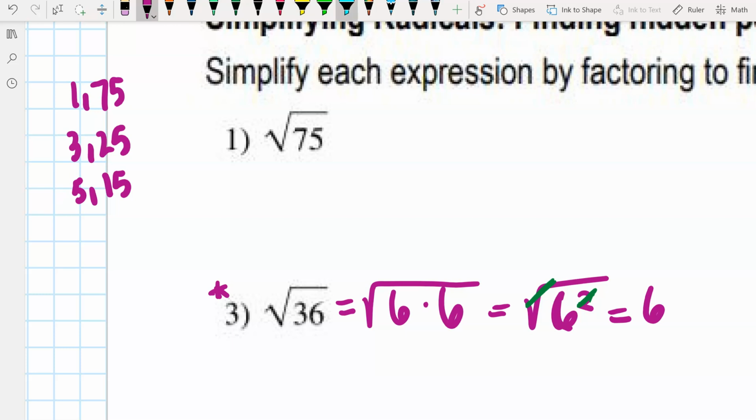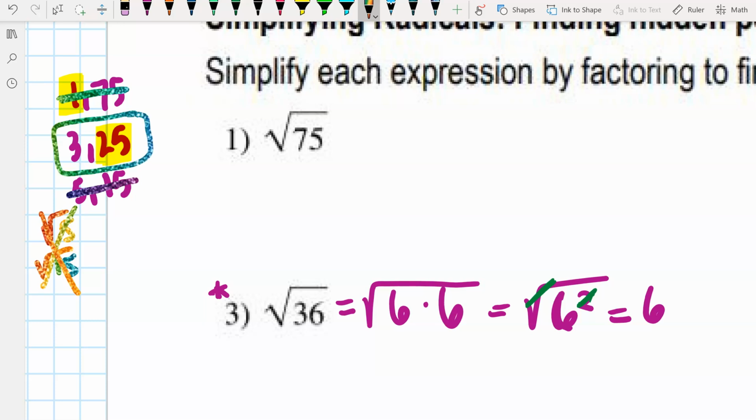When I look at my factors, 5 and 15 are not perfect squares. If you took the square root of 5 or the square root of 15, you would not get a nice pretty number, so those are not an option. For 3 and 25, 25 is a perfect square from our list. 1 and 75, 1 is also a perfect square. However, we're talking about the greatest perfect square, so we would need to use 3 and 25.